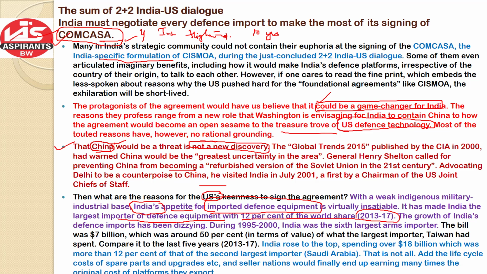Another data point is that India rose to the top, spending over $18 billion, which was more than 12% of that of the second largest importer, Saudi Arabia. So if someone asks who is the largest importer of defense equipment, it is India, and the second largest is Saudi Arabia. And this is not all. The US is not only selling their defense equipment, they will also earn more money from the life cycle cost. That means from the spare parts and the upgradations of the equipment, these seller nations, that is the US, would finally end up earning many times more than the original cost of the equipment that they are exporting.